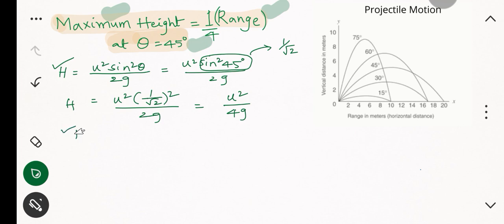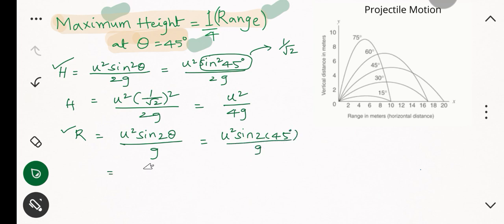Next one, we know that range R is equal to u square sin 2 theta divided by g. By substituting theta value we get u square sin 2 into 45 degrees divided by g. We know that sin 2 into 45 becomes sin 90. So u square into sin 90 divided by g. Sin 90 value is 1, so we get u square divided by g.